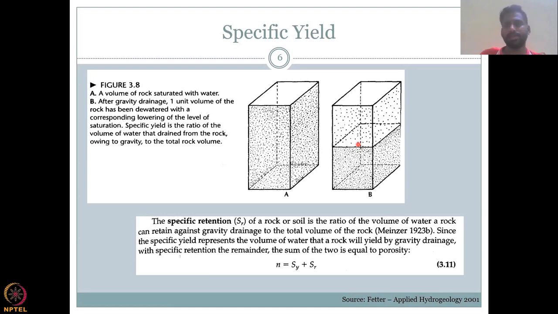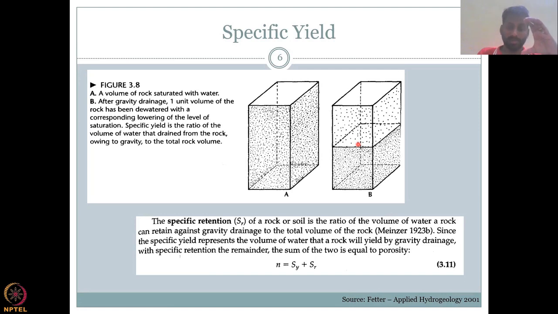So you can leave the ratios aside in specific yield and specific retention, just to understand that in a pore space, how much water is drained by gravity, and how much water is retained by the soil property. Specific yield is due to gravity and the property of the rock or soil. Similarly, in retention, the property of the rock and soil plays a vital role because it holds on. Surface tension is high, it holds on to the water. Absorption would be high. Chemical properties would be high to hold on to the water. Since specific yield represents the volume of water that a rock will yield due to gravity, the specific retention is the remainder of the porosity.